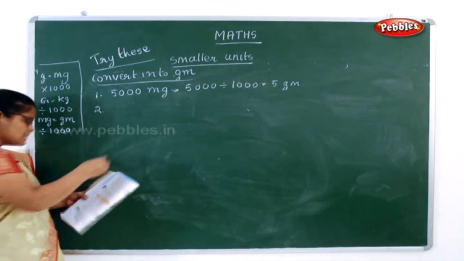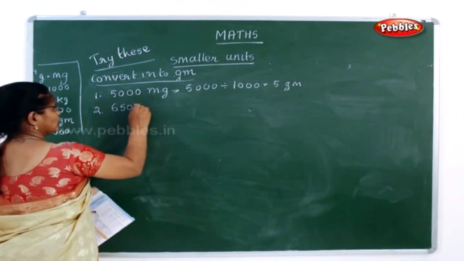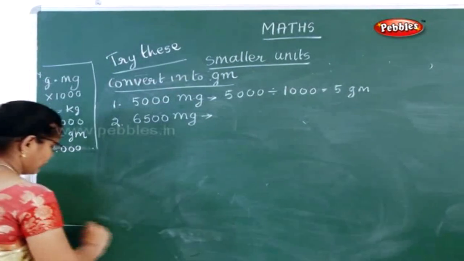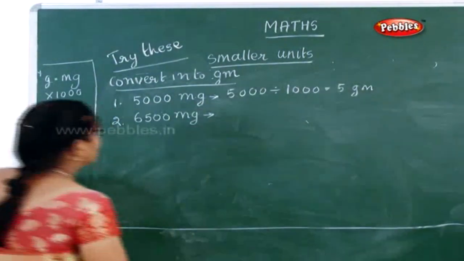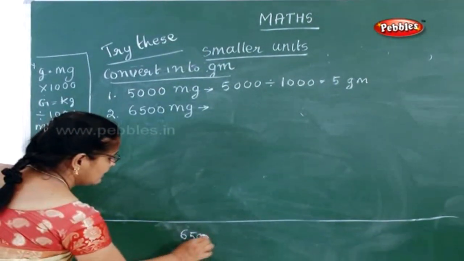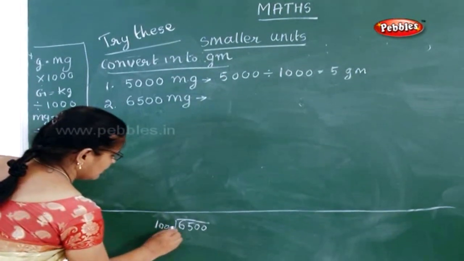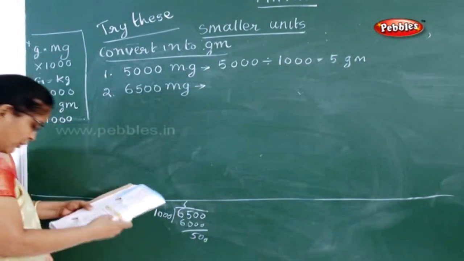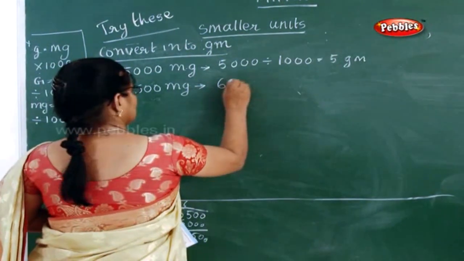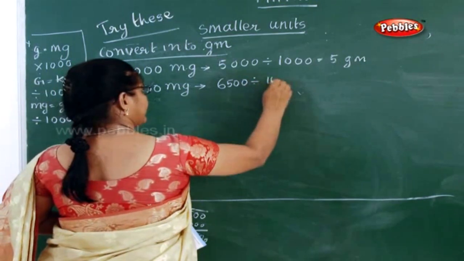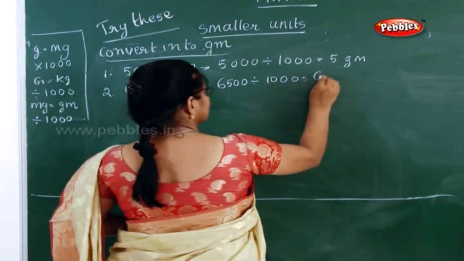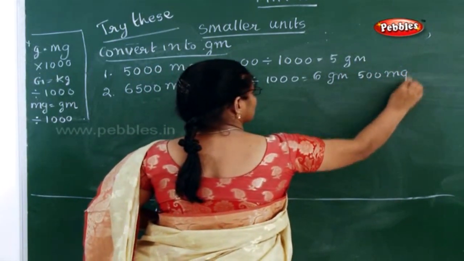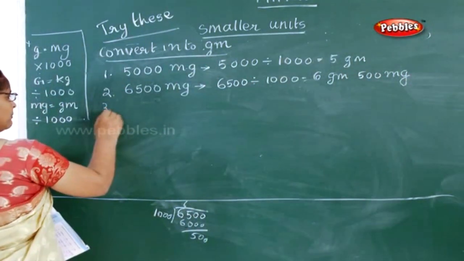Now the second one. What is the second one? 6500 mg. Now how will you convert this? Same way I told you, always when you do a sum, you can do a rough column. So how will you do 6500 divided by 1000? What is it? 6000. And what is the remaining? 500. So how will you write it? 6 gram and 500 milligram.